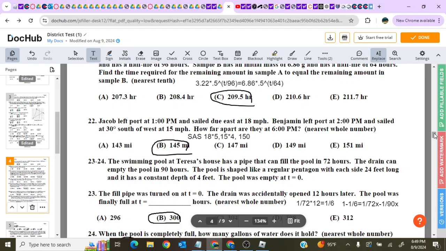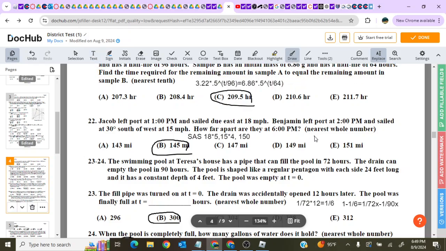Well, this is going to be an SAS problem. You're able to easily calculate the lengths of your two sides and the angle between them. One traveled due east at 18 miles per hour for a total of 5 hours, so they went 90 miles. And then Benjamin traveled 30 degrees south of west at 15 miles per hour for 4 hours, so 15 times 4.